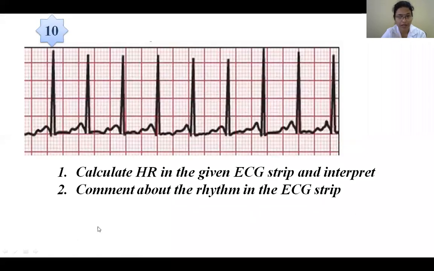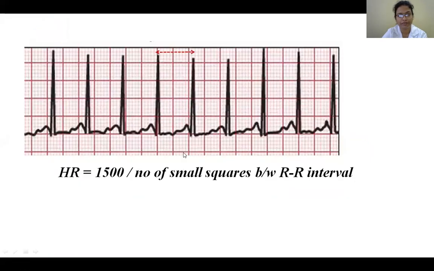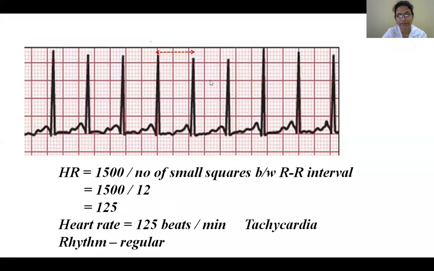Now comment about the heart rate in this given ECG strip and interpret. So again, choose a wave which is corresponding on the thick one. So here it is 12 small boxes, because this is 1, 2. So this is 10, 11, 12. So the heart rate is 125. So as the heart rate is exceeding more than 100 beats per minute, it is tachycardia.